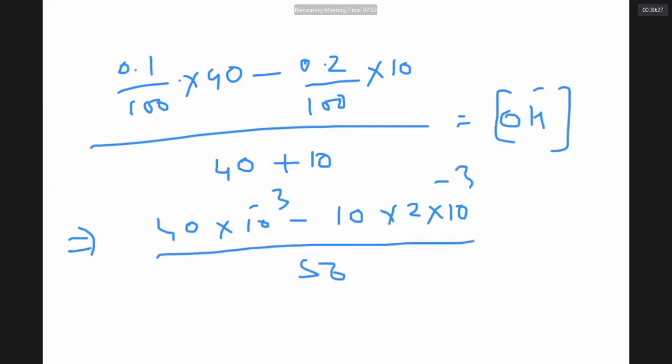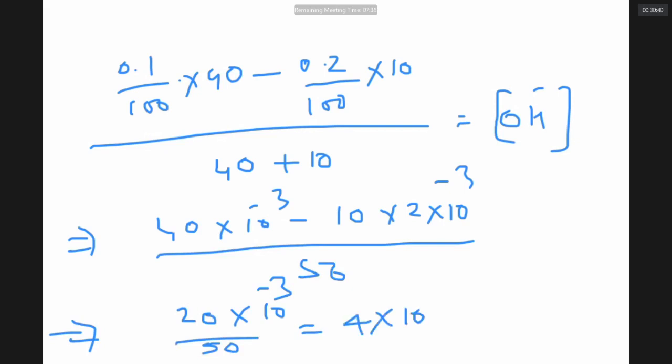Divided by 50. It implies 40 into 10 to the power minus 3 minus 20 into 10 to the power minus 3, that is 20 into 10 to the power minus 3 divided by 50, is equal to 4 into 10 to the power minus 4, which is the OH minus concentration.